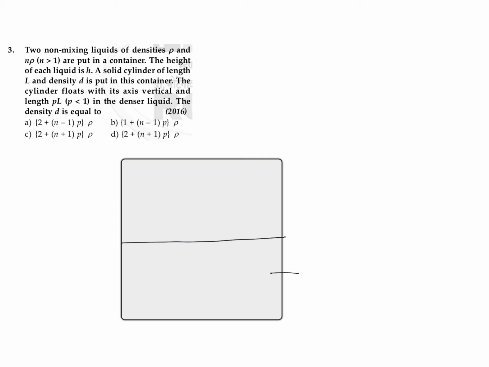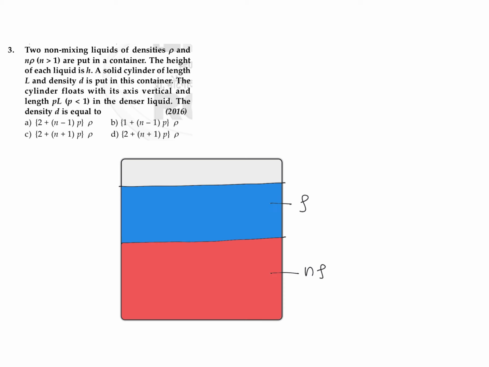So the liquid with the density n into rho is going to sink, and the liquid with density rho is going to float, because the value of n is greater than 1. So we can say that one liquid is over here and another liquid is over here. The height of each liquid is h. So if this height is h, then this height is also equal to h.